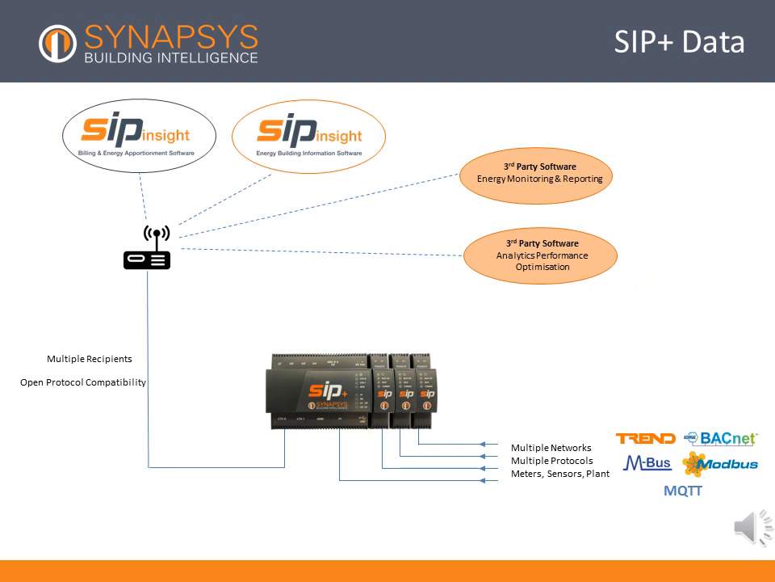The third product is the SIP+ data. This is specifically a data logger device. It allows a larger number of points to be created and store more data in its internal database. However, the SIP+ data only allows this data to be exported via CSV using email, FTP, or FTPS. There are no inbuilt dashboards and there is no interfacing available.